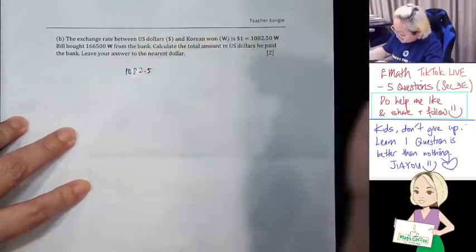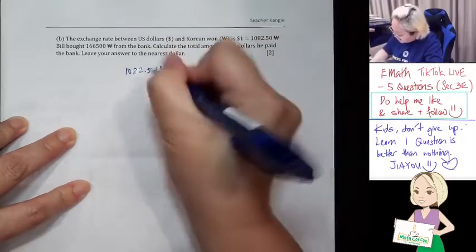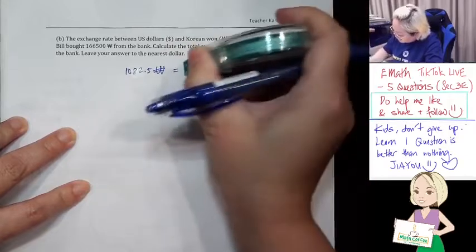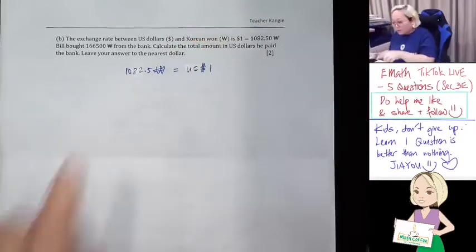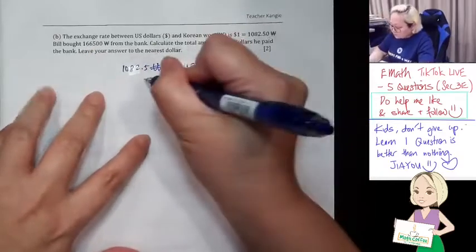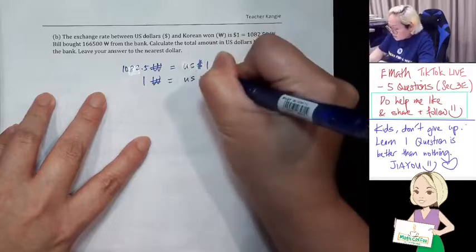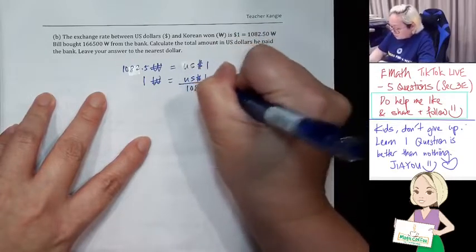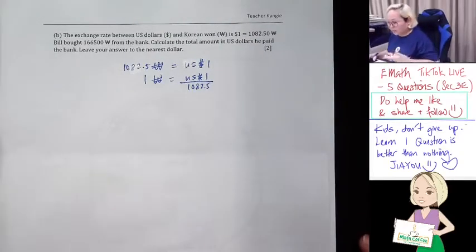1082.5. Okay, I wrote it wrongly. Singapore dollar equals to US dollar 1. Because I want to make this the subject later, I'm going to put this on the left hand side. So 1 of this one is equals to US 1 over 1082.5. I'm going to do this like finding one unit first.